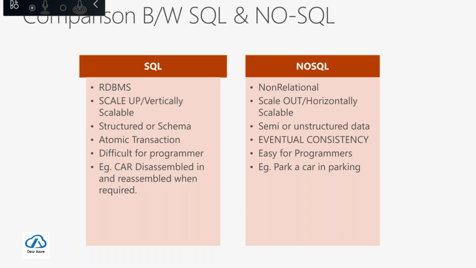SQL-based databases are basically built on the phenomena of RDBMS. I hope all of you understand what RDBMS is. Whereas NoSQL is built on non-relational data. So what does this mean? This means that in the SQL world, we need to have a fixed schema. We need to have a schema defined. We need to have relationship models defined between our entities. Whereas in a NoSQL world, we don't have any sort of relations between our entities.